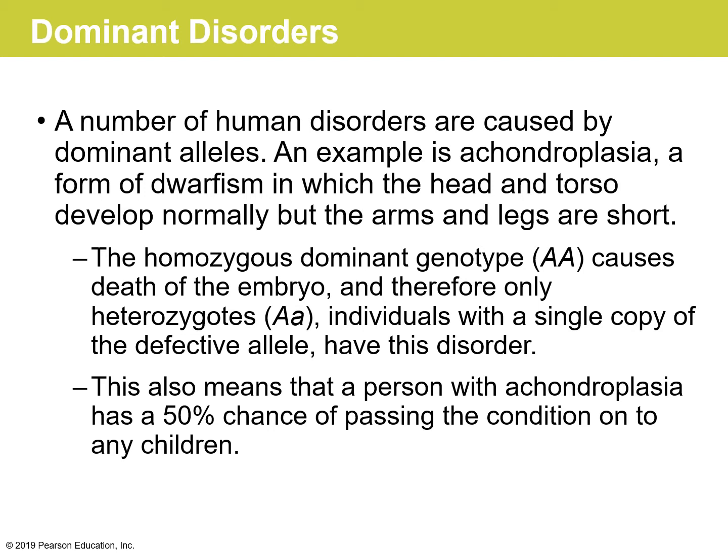So then who is the dwarf individual? It is the heterozygotes, that means an uppercase A and a lowercase a. The presence of a single uppercase A makes the individual a dwarf because this is dominant, right? So individuals with a single copy of the defective allele have this disorder. This also means that a person with achondroplasia has a 50% chance of passing the condition on to any children.